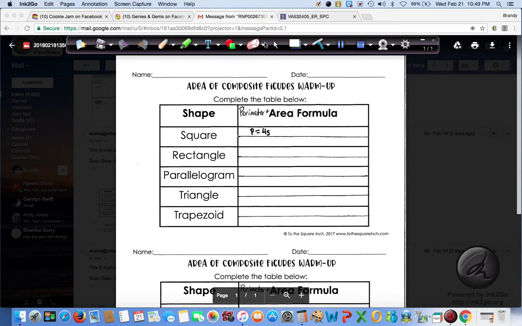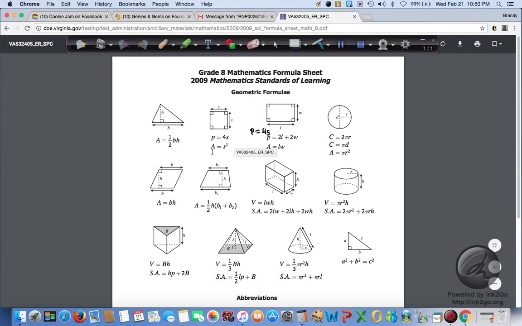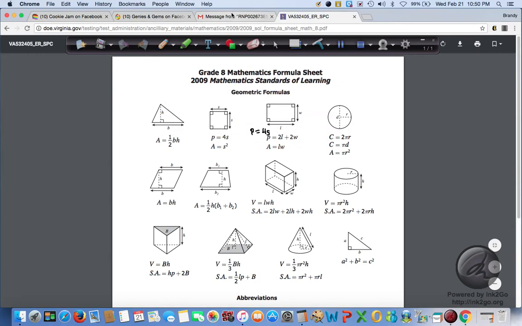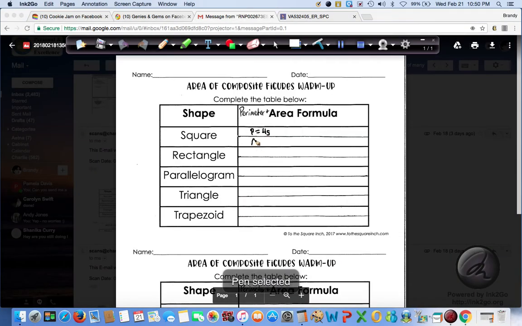For the area of a square, it would be area equals side squared, so side times side. That's the exact same thing as length times width. So we would come back over here and write area equals side squared, just like we were doing in our Pythagorean theorem with the square.